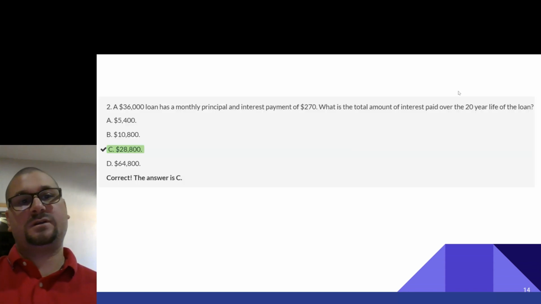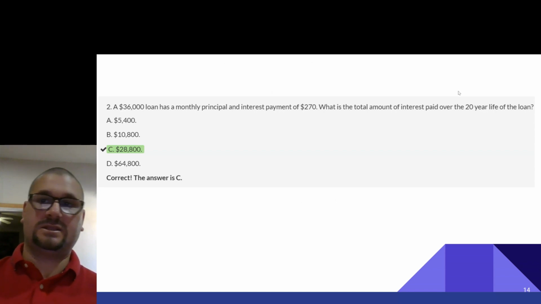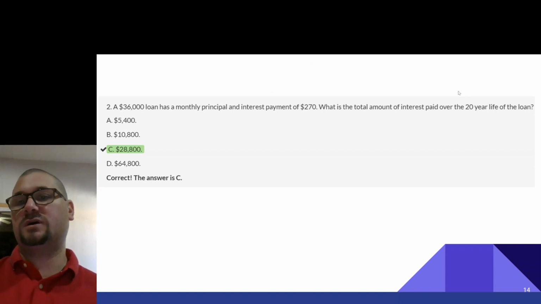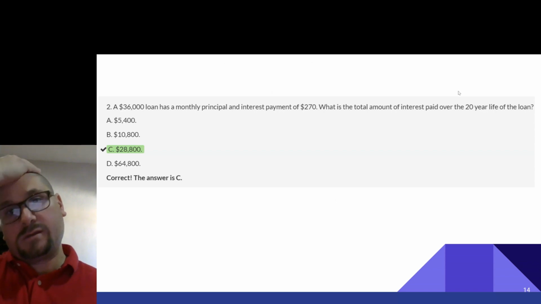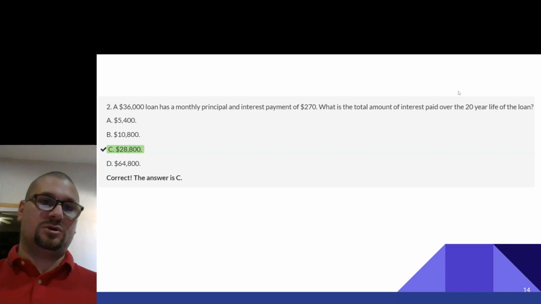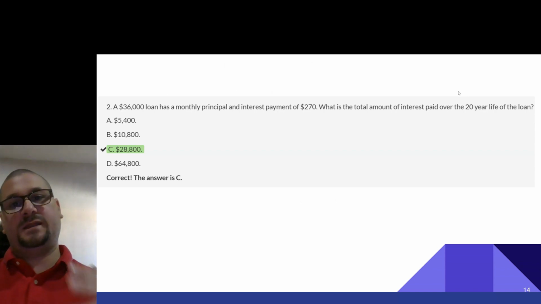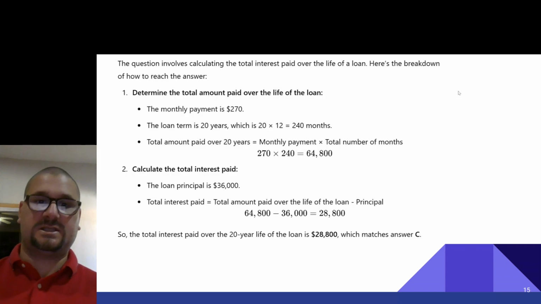So a $36,000 loan has a monthly principal and interest payment of $270. What's the total amount of interest paid over the 20-year life of the loan? So again, you want to take the 20 years, multiply by 12 to get the number of months that you're going to have to make the payment over the 20 years. And then multiply by 270 to get the total amount paid. Then take that total minus the 36,000 principal, and you get the interest.